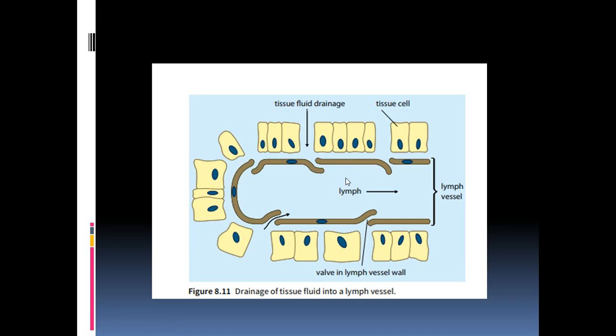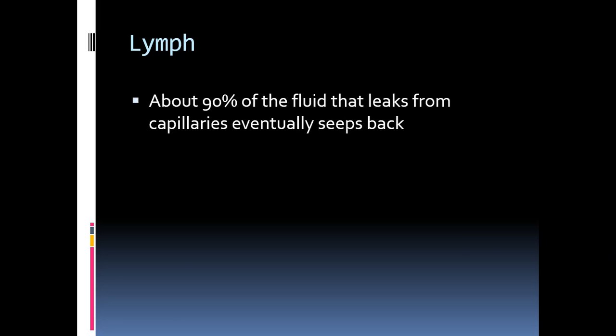So once it leaks out from the capillary in every turn of blood circulation, it becomes tissue fluid. But once the tissue fluid moves into the lymph vessel, it will be known as lymph. Some points on lymph formation that we have discussed just now.